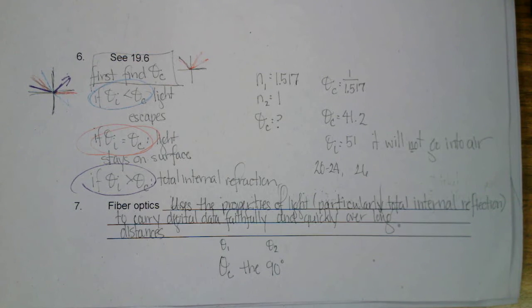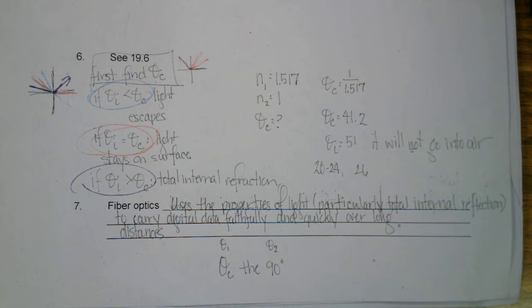Well, the whole idea of total internal reflection is an important piece to fiber optics. Fiber optics uses the properties of light, particularly total internal reflection, to carry digital data faithfully and quickly over long distances. You want to be able to carry information at the speed of light, but you want it to travel at a very specific path and a very specific speed.